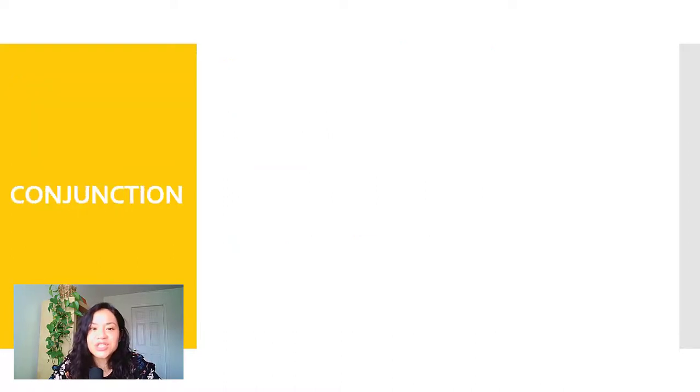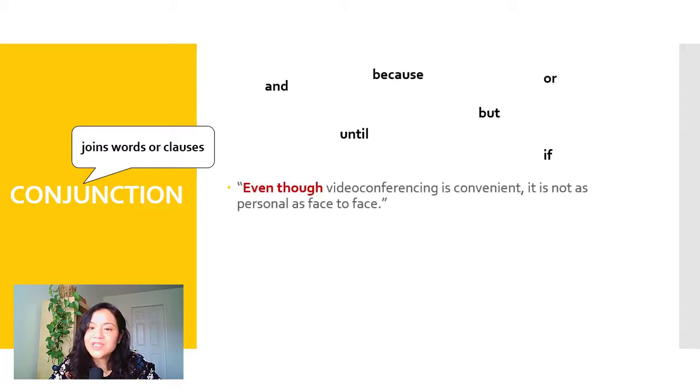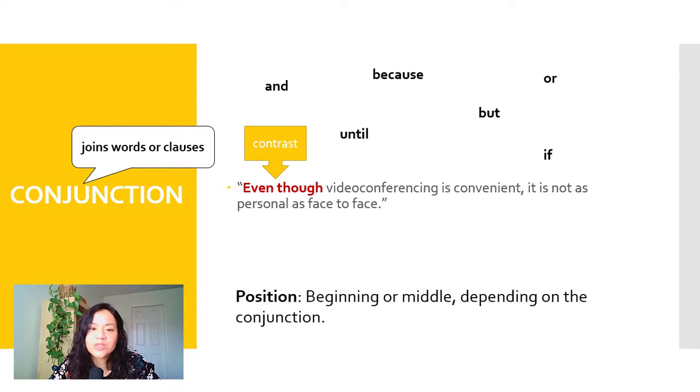A conjunction joins words, ideas, phrases, or clauses together and shows the relationship between ideas. For example, and, because, or, but, until, if. Even though video conferencing is convenient, it is not as personal as face-to-face. Here, we can see that two ideas are contrasted by the use of the conjunctive adverb even though. Some conjunctions will appear between two words or clauses. Others will appear at the beginning of a sentence or between two clauses.